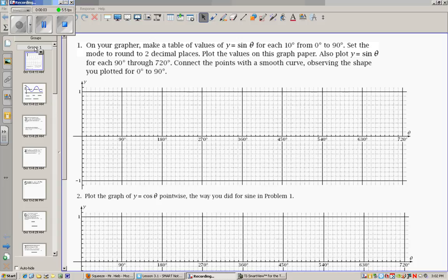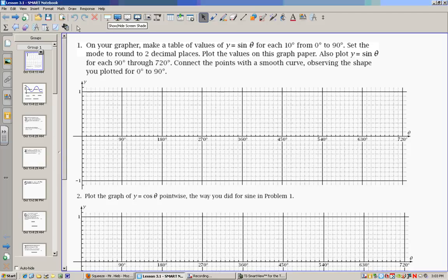Hello and welcome to the new chapter, Chapter 3. Today we're going to be learning a little bit more about sine and cosine graphs. Now, hopefully you have this worksheet in front of you that looks like this.